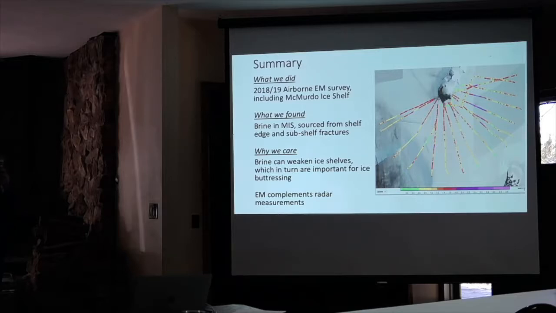We found brine in the McMurdo Ice Shelf. It appears to be sourced from the shelf edge and also subshelf fractures. And this is important for a variety of reasons. The big one, of course, is that brine can weaken ice shelves, which in turn are important for ice buttressing. And using EM is useful because it complements radar measurements. Instead of reflecting off of an interface, it allows us to actually image, in many cases, all the way to the bottom of the brine in the ice shelf.